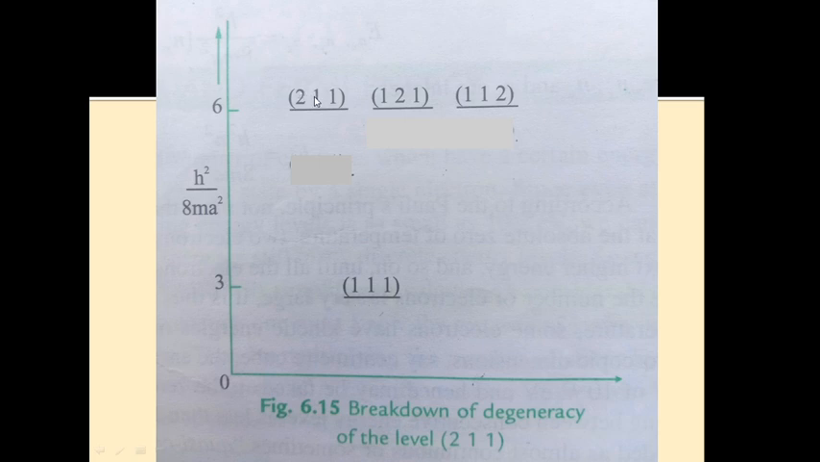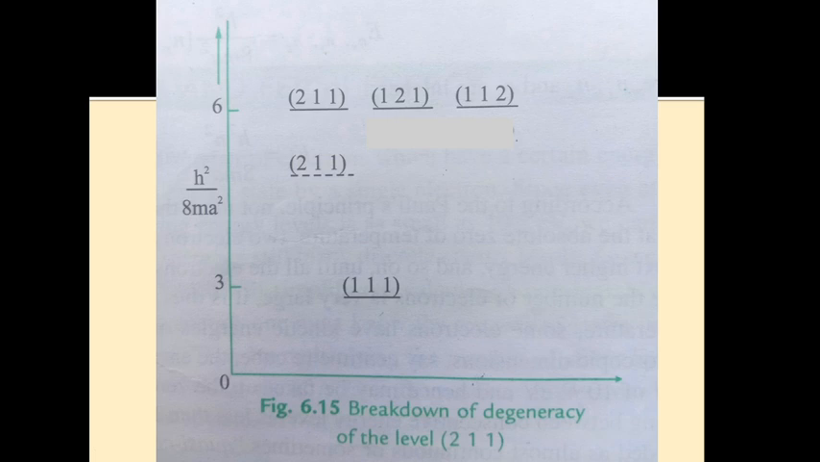Over here we have the case we are discussing, that is 6h²/8ma². So at 6 units we have 3 energy states having the same energy, and therefore they are said to be degenerate, because the energy is constant but there are 3 different states. To resolve them, we increment the width of one of the dimensions.